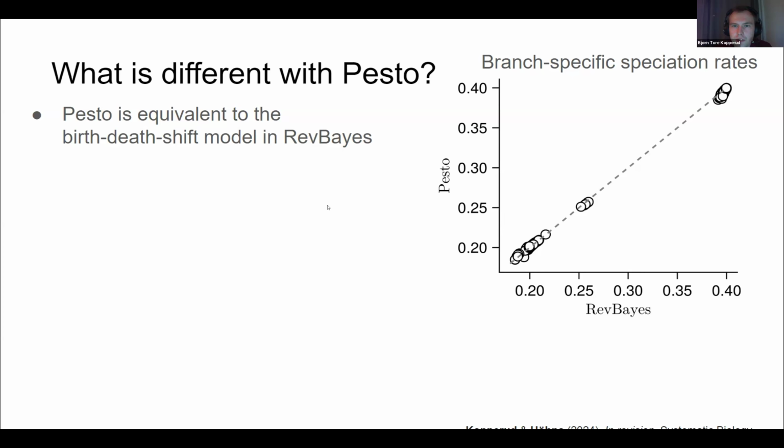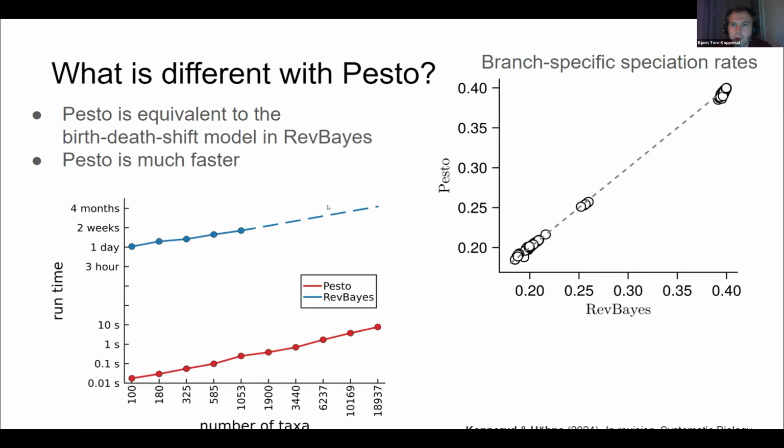Now, what about the differences? The biggest difference is in the runtime. Here I plotted a log-log plot of the runtimes of analyses with different tree sizes. If you want to use RevBayes, you may be able to run a small analysis in a few days. However, if you want to run a 20,000 tip tree, you will need at least 4 or 6 months, maybe longer.